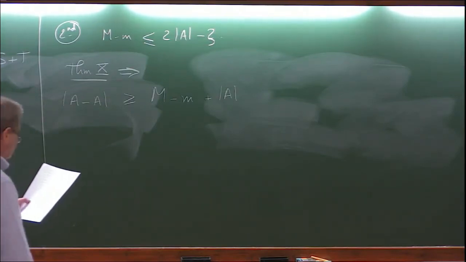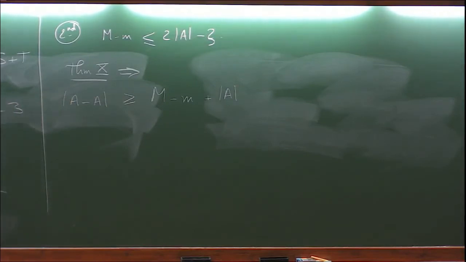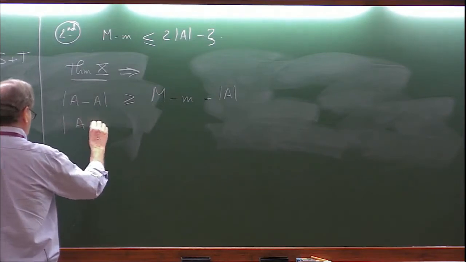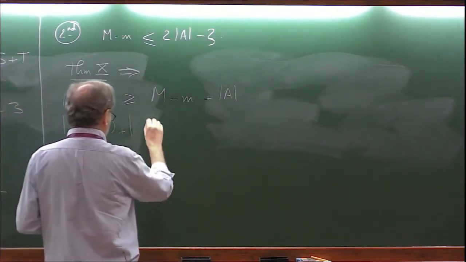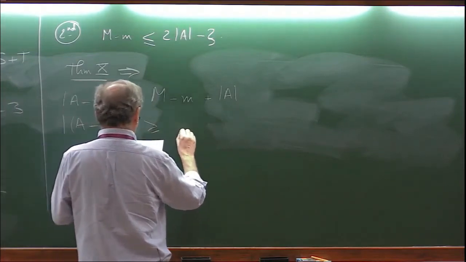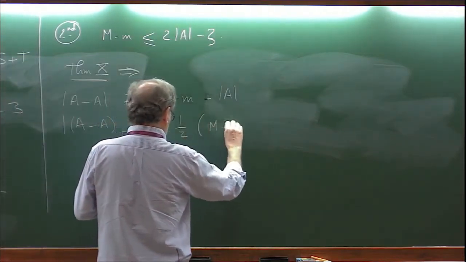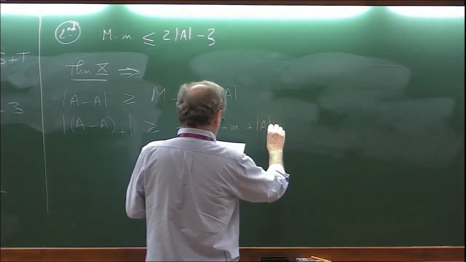Okay, so this tells you already something, and again, you use relation 1, you use this one, and it tells you something, of course, on A plus A. So it tells you something that A minus A plus is larger than 1/2 of all this business. 1/2 of M minus m plus cardinality of A minus 1.